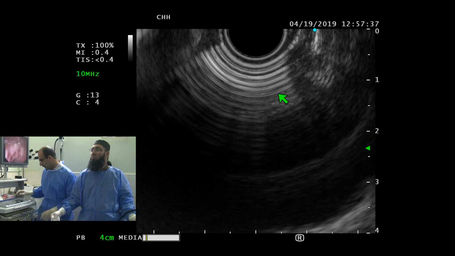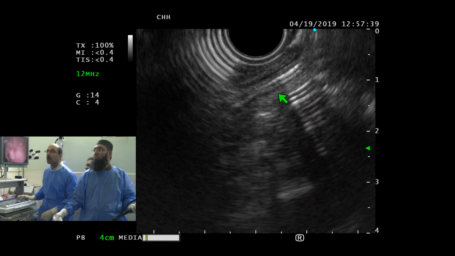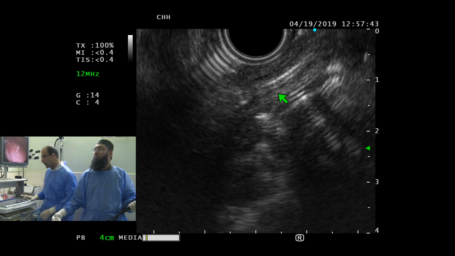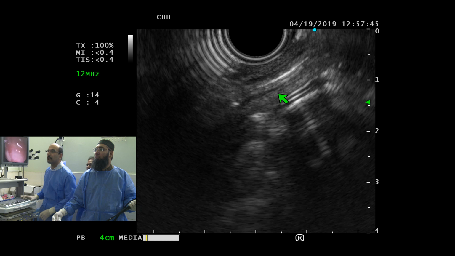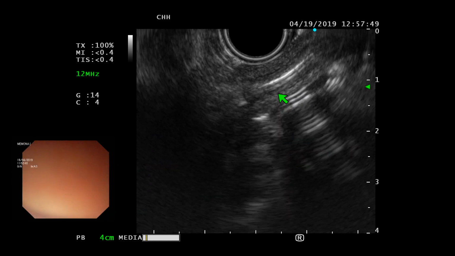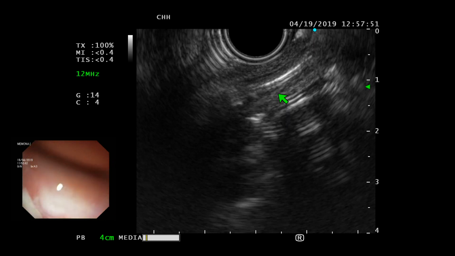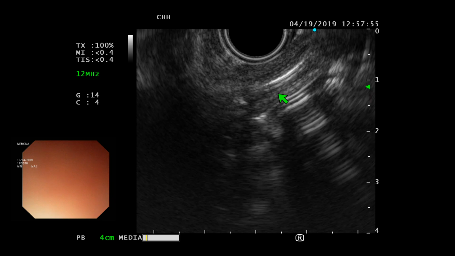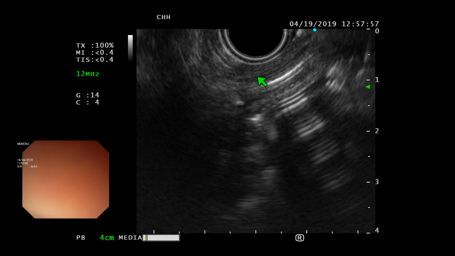Yeah, let me do one other thing. Let me see if I can, we went up to 12, but I can see the muscularis here very nicely. Yeah, exactly. And that, to be honest, is the main, the critical layer here. Yeah, it's the critical layer. Okay, so anything before and after, that's what you want to see, really.